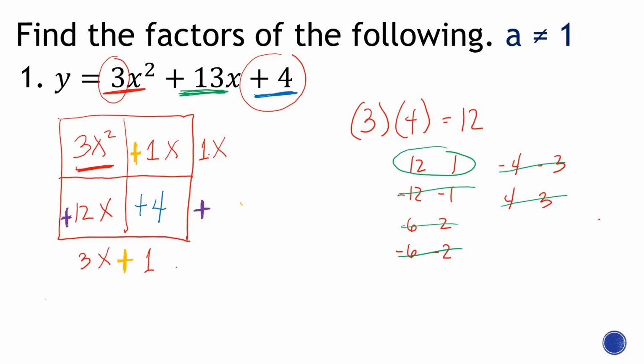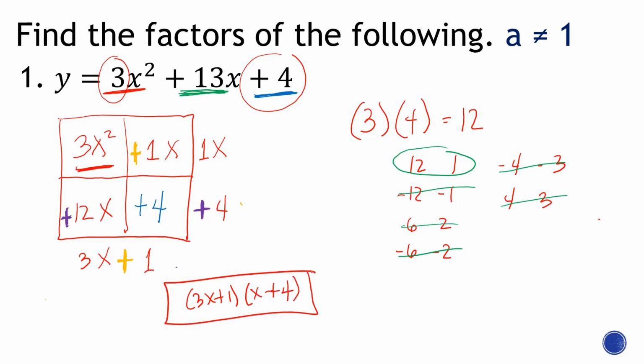How about 12 and 4? What's the GCF of 12 and 4? That is right, it's 4. So there you go, those are the factors: 3x plus 1 and x plus 4.